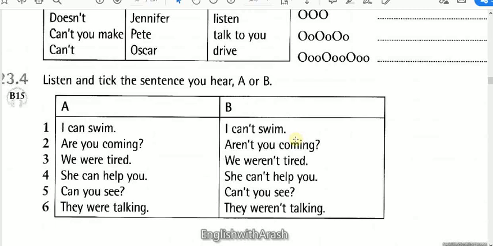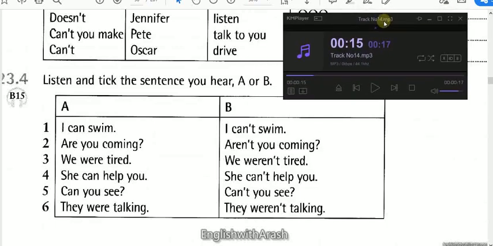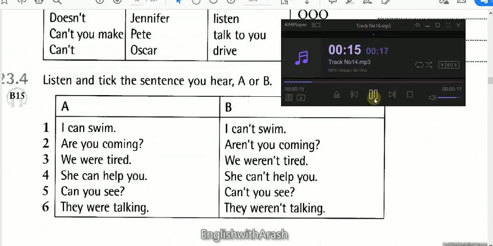Just listen and tell me, do you hear A or do you hear B? So listen, the last part we're finishing here. A or B? Listen and tell me. One cold beer. Half a glass of water. Give me a bottle of orange juice. Can't Pete drive? Doesn't Oscar listen? Can't you make Jennifer talk to you?